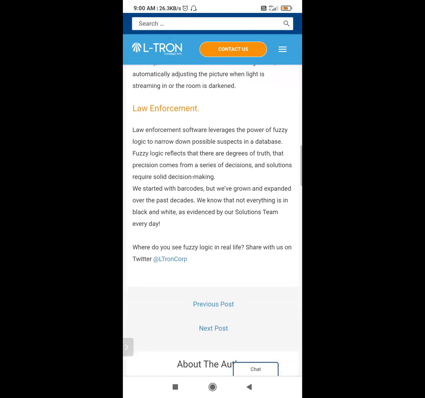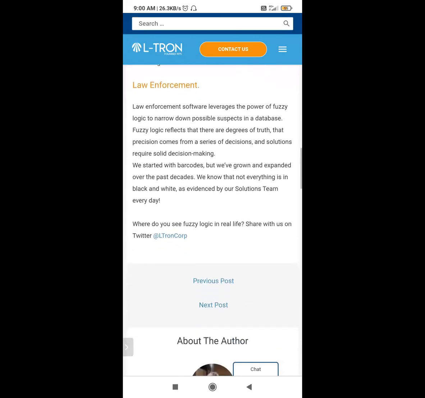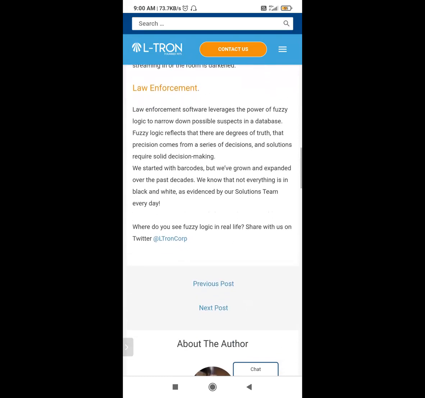Next, coming to the next example, law enforcement. It is also used in law enforcement. This law enforcement software leverages the power of fuzzy logic to narrow down possible suspects in a database. Fuzzy logic reflects that there are degrees of truth. That precision comes from a series of decisions, and solutions require solid decision making. So this is also used in law enforcement.